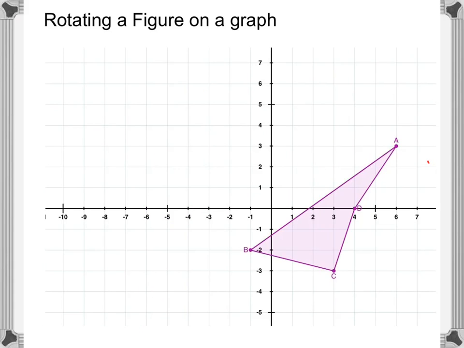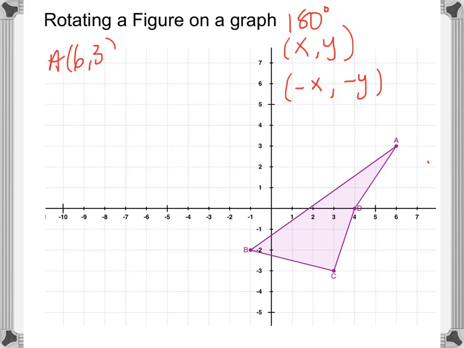Okay, we have one more figure, and let's rotate this 180 degrees. Okay, with a 180-degree rotation, remember, it's like two 90-degree rotations. So what I would do is I would actually just keep my x and y in the same position, but I would just make them both the opposite of what they were before. Okay, so let's write down all of our coordinates. A is at 6, 3. So A prime is going to be at -6, -3.